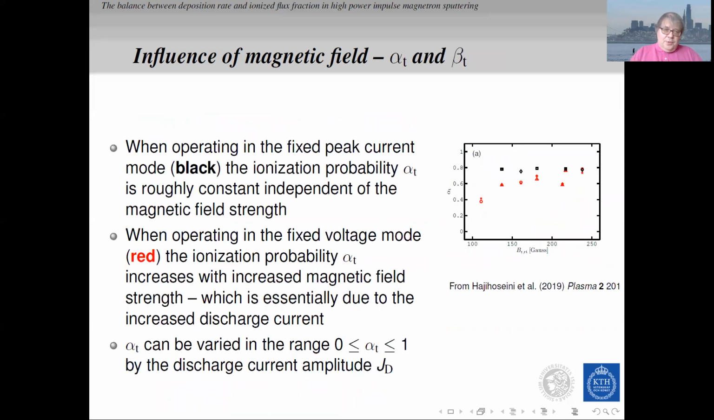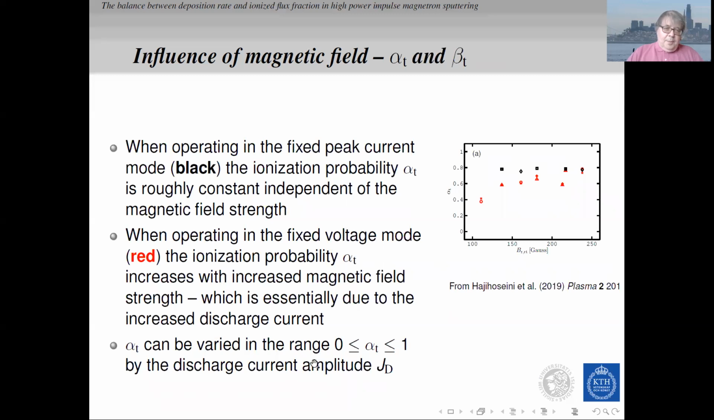From the measurements I showed you earlier, we can now plot the ionization probability as a function of the magnetic field. And the black here is the fixed peak current case. We see that if the current is fixed, then alpha is fixed. So alpha seems to only depend on the peak discharge current. Even in the fixed voltage mode, where the current varies, we see that alpha varies with the magnetic field.